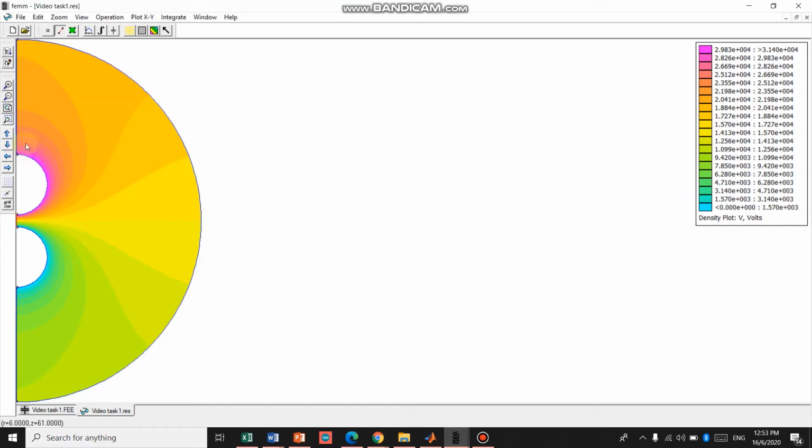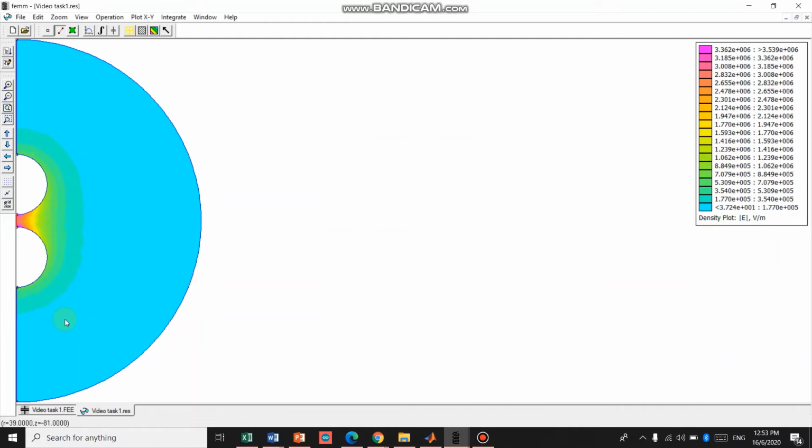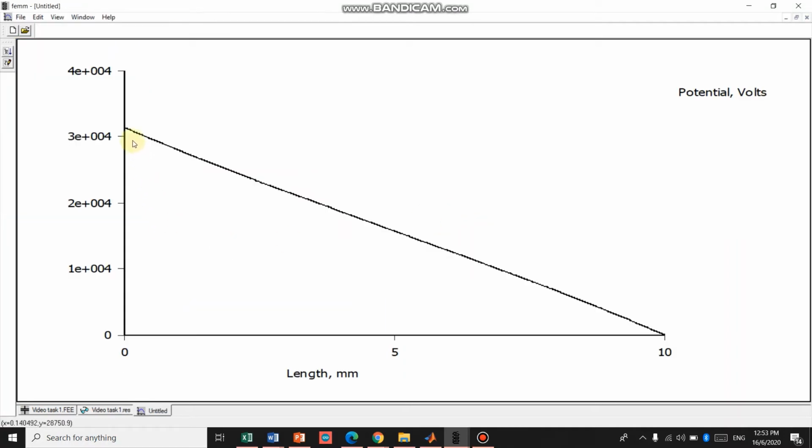As the result of the simulation, here we can see the gradient of the voltage intensity. You can also see the gradient for field intensity. So this is the field intensity. At the gap, there is a higher field intensity. Now we will plot voltage versus distance, and we can verify that the maximum voltage is 31.4 kilovolt at the upper arc, and then after the 10 mm gap distance, the voltage is 0 at the lower arc, which is ground.